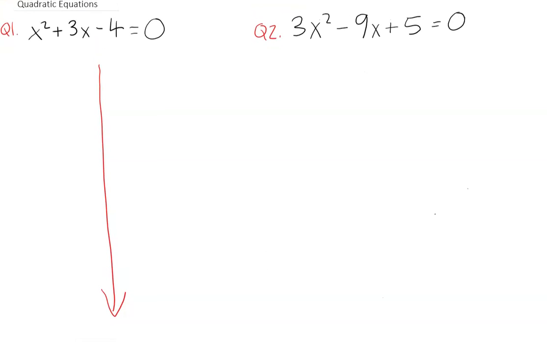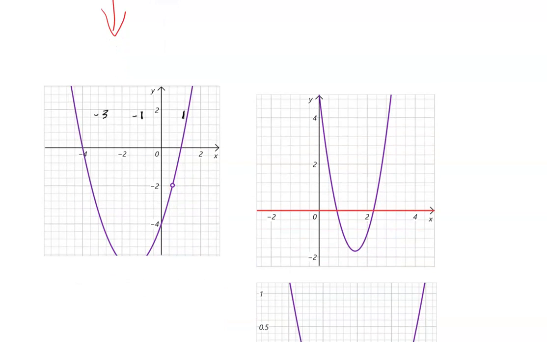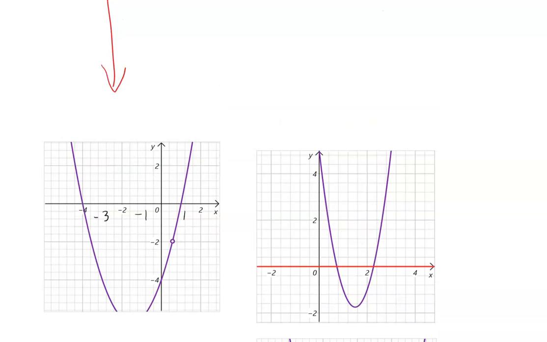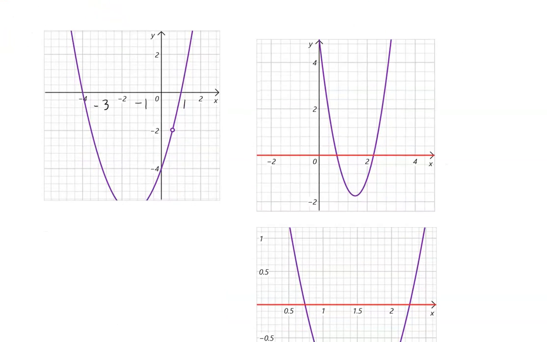So x squared plus 3x minus 4, that graph looks something like this. It looks like that. It's kind of a U shape, where you have your minus 3 in and around there, your minus 1 around there, and your 1 there. And very similar here, your 3x squared minus 9x plus 5. That looks something like this.